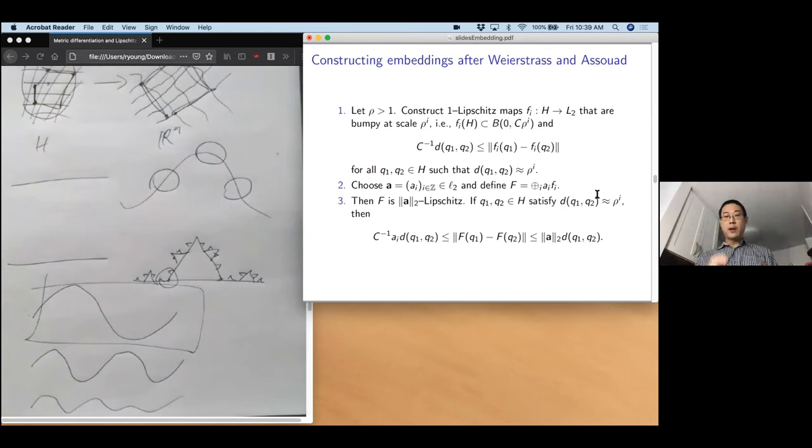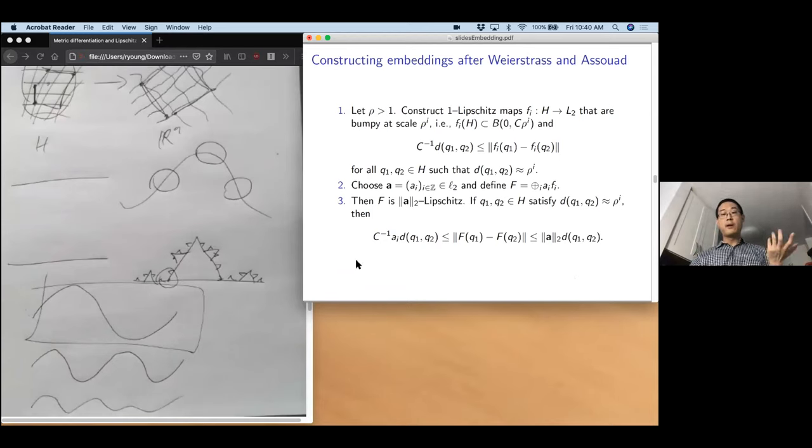Furthermore, if I have two points, Q1 and Q2, that have a distance roughly rho to the i apart, then they should be separated by the ith coordinate in this map. So the distance between f of Q1 and f of Q2, on one hand, because the function is Lipschitz, is at most a constant times the distance between Q1 and Q2. But on the other hand, if we just look at the ith coordinate of this map, then the ith coordinate sends Q1 and Q2 at least distance C inverse a sub i times the distance between Q1 and Q2 apart. So if I have two points that are separated by distance about rho to the i, then their images should be separated by about a sub i rho to the i. Their images should be separate in the ith coordinate of this map.